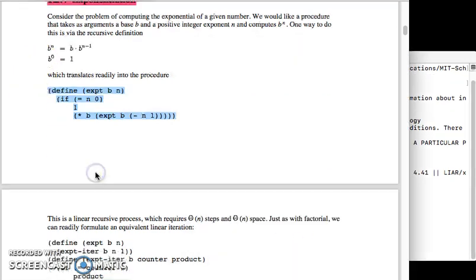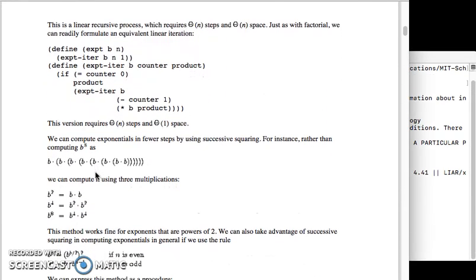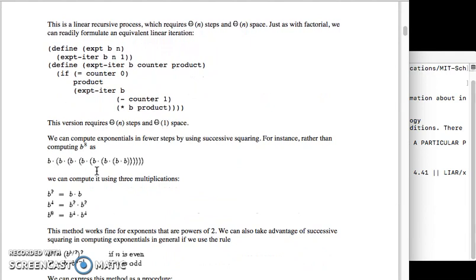And exponent. This is a linear recursive process which requires theta of n steps and theta of n space. Just as with factorial, we can readily formulate an equivalent linear iteration.